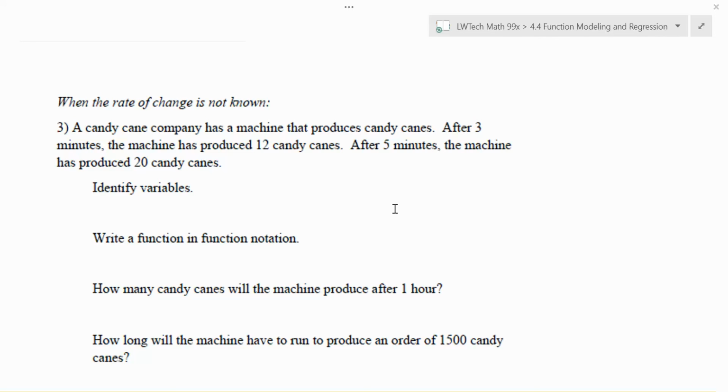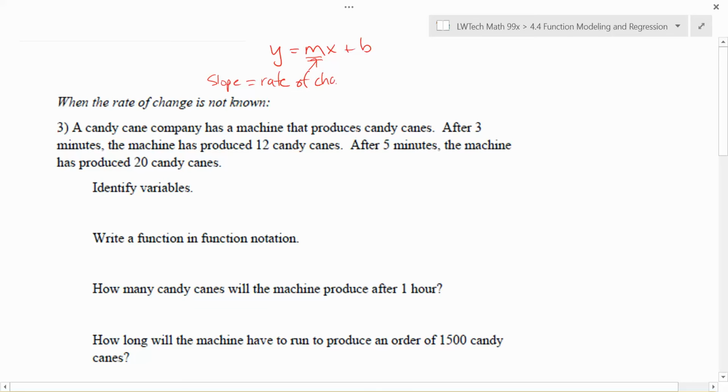In this video, we're going to continue to try to use equations, linear equations, to represent real-life situations. If we think back again to our general linear equation form, y equals mx plus b, m represented the slope. And when we're thinking about a real-world situation, the slope is a description of the rate of change, of how our variables are changing, how y is changing when x changes.